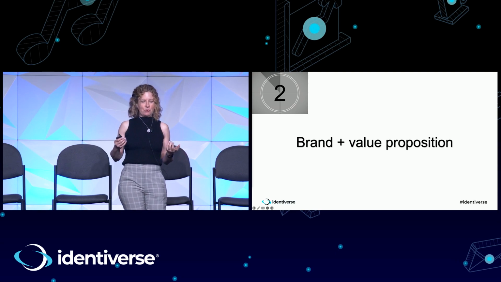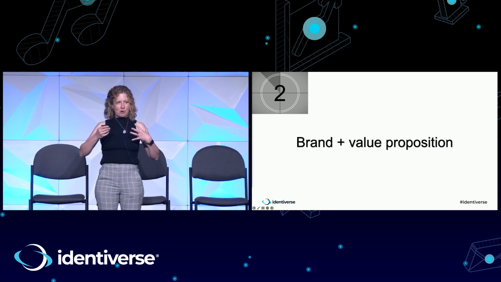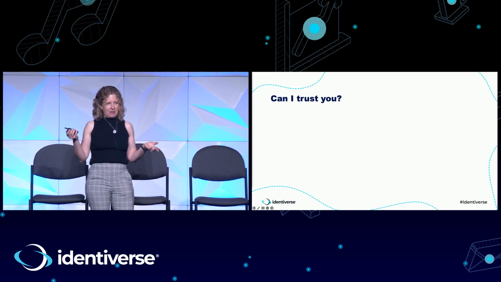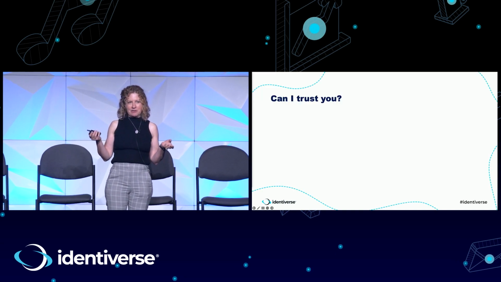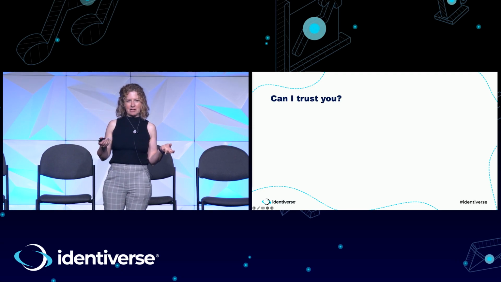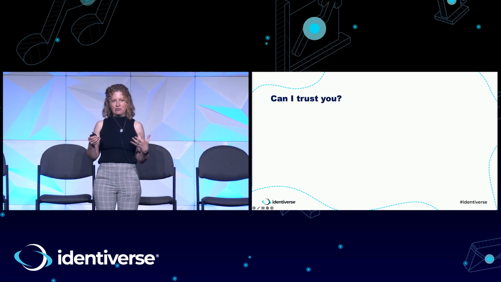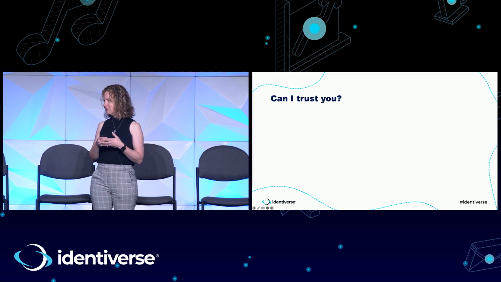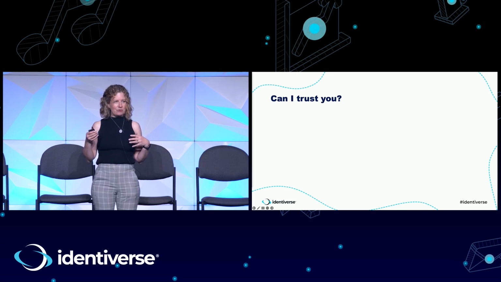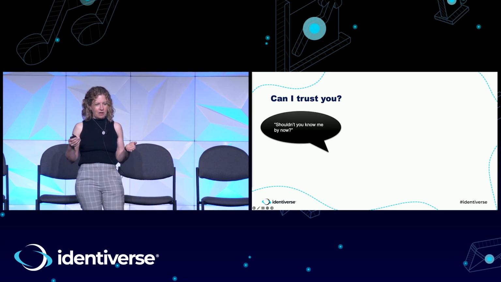So I want to talk about number 2, which is about brand and value proposition. A value proposition is basically what's in it for me. First of all, identity is the place where a user might encounter your service for the very first time. Perhaps they landed on your website, perhaps they downloaded your app, but their first interaction is usually signing up for an account, logging in for services. And there is this question of trust that the user experience can express. So, can I trust you?